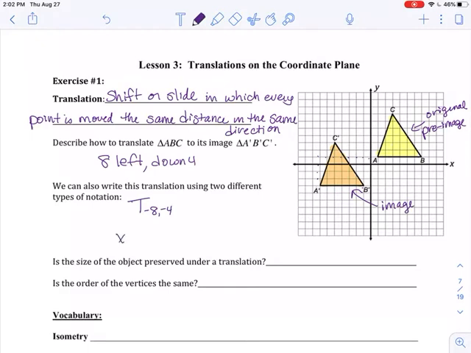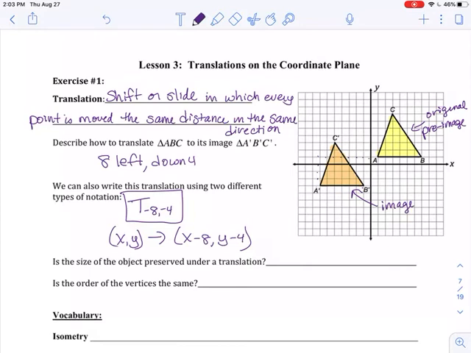So that's one way to write it with the capital T. Another way to write it is just to write XY and then show the image. I take X and I subtract 8, and I take Y and I subtract 4. So those are the two ways to write it. We'll usually do it with the T just because that's a little bit easier and shorter to do, but if you ever see it written the second way, you won't be confused.